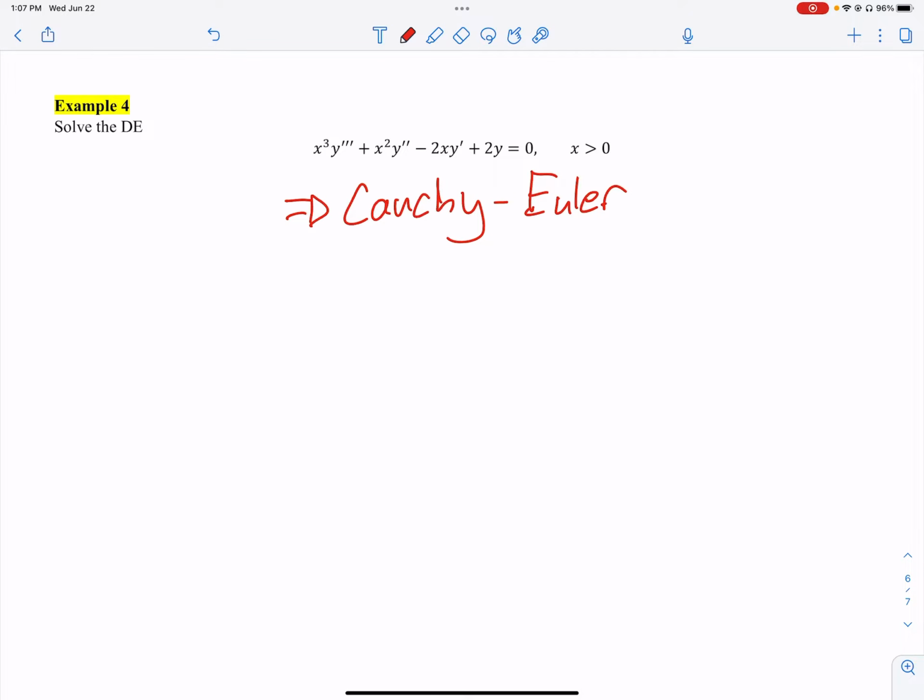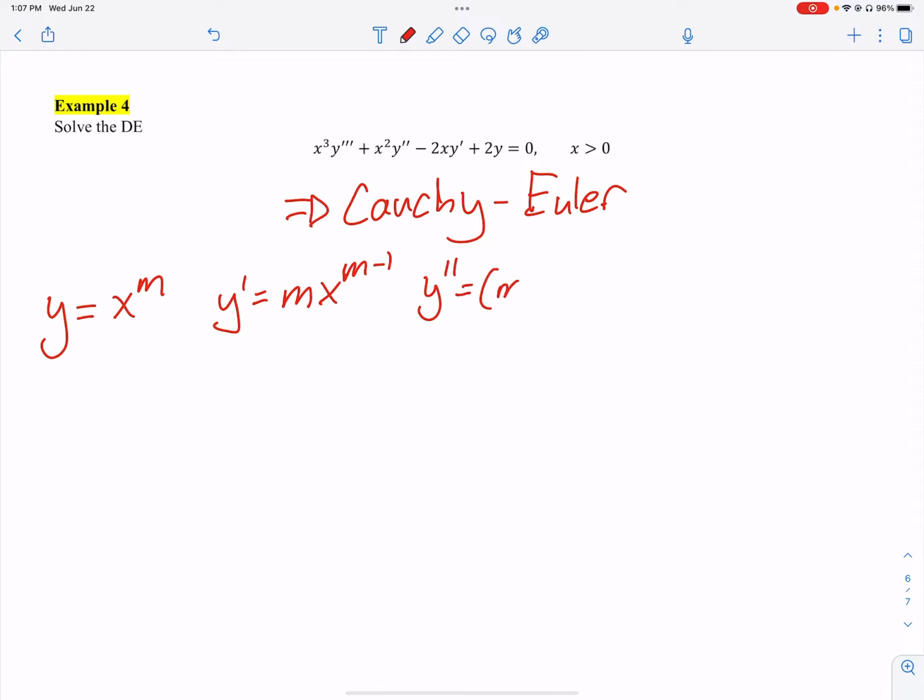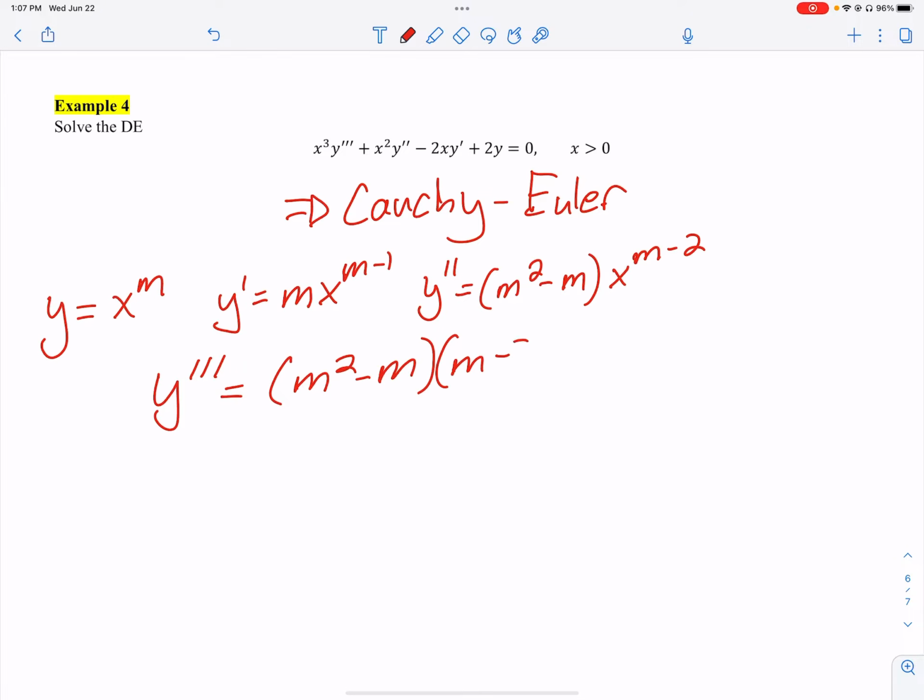All right, so I solve it the same way. These are x's, so it's going to be y equals x to the m. I'm just going to need through my third derivative now. So y prime is m times x to the m minus 1. Y double prime, I multiply those, I get m squared minus m times x to the m minus 2. And then we need a third derivative, and I'll work this one out. The m squared minus m stays. The m minus 2 comes down. And then I get x to the m minus 3.